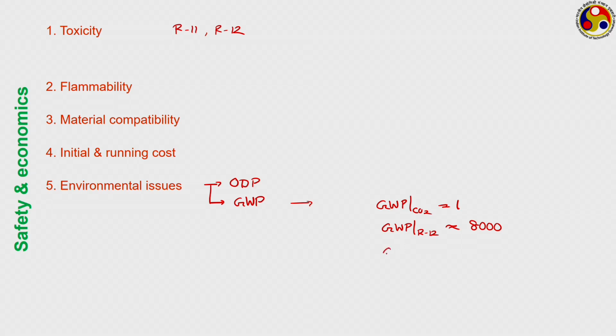Whereas, if we talk about global warming potential of an HFC, which is the modern refrigerant, which is R134A, it is about 1500. So, though HFC does not have any kind of chlorine in this, so they do not have any effect on the ozone layer, but that has significantly high global warming potential. Now, I go to the ODP. ODP refers to the ozone depletion potential.